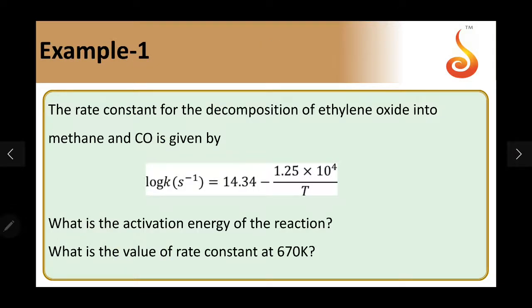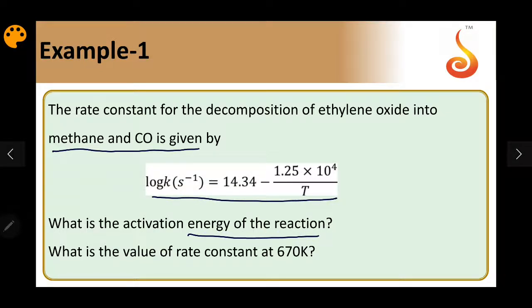So these are some of the synopsis points I thought I'll discuss. We'll move on to the examples. Example 1. The rate constant of the decomposition of ethylene oxide into methane and carbon monoxide is given by this equation. We have to find out the energy of activation and the value of rate constant at 670 Kelvin. We'll take the solution.